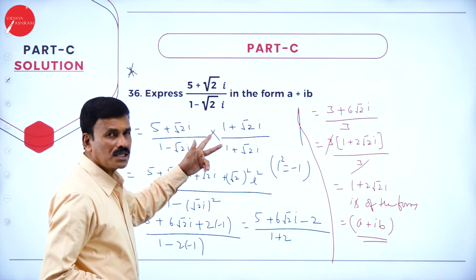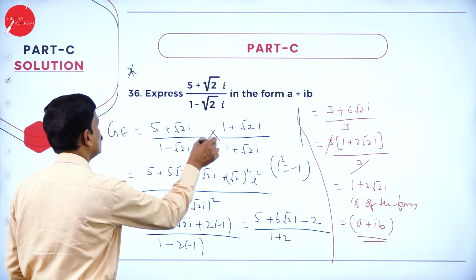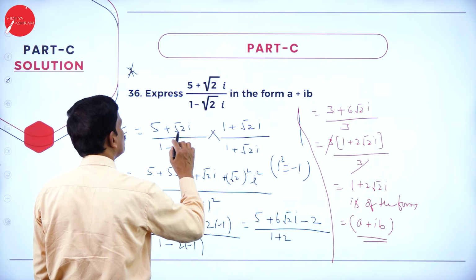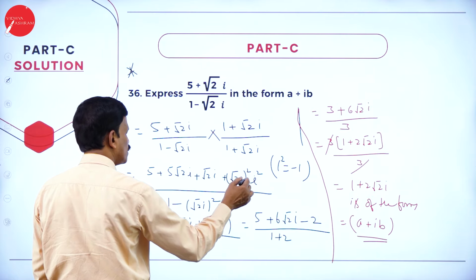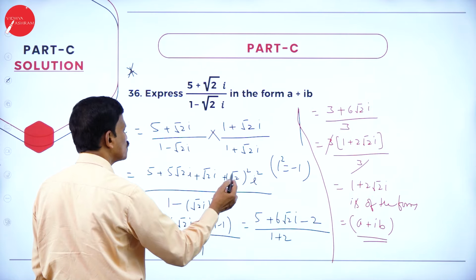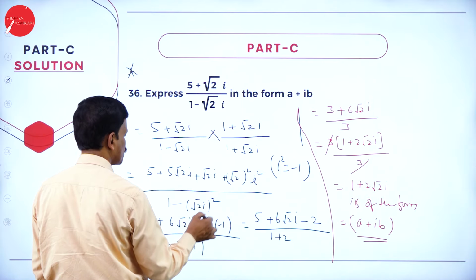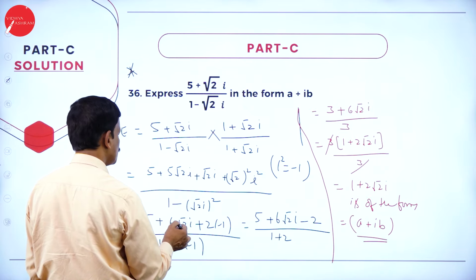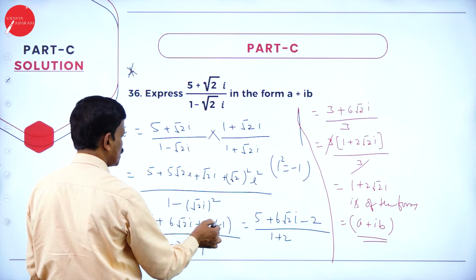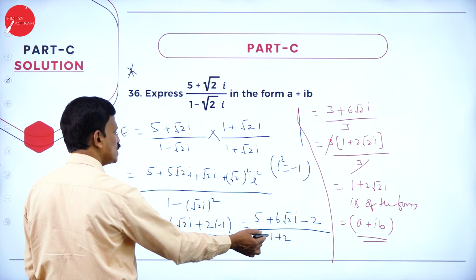Multiply both numerator and denominator by 1 plus root 2 i divided by 1 plus root 2 i. Multiplying, 5 into 1 is 5, 5 root 2 i, root 2 into 1 is root 2 i, root 2 into root 2 i is root 2 i whole square, or root 2 square i square. In the denominator, 1 into 1 is 1 square, which is 1, minus root 2 i whole square. Since i square is equal to minus 1, 5 plus 1 root 2 is 6 root 2 i, i square is minus 1, divided by 1 minus into minus plus. So 1 plus 2 is 3 in the denominator.